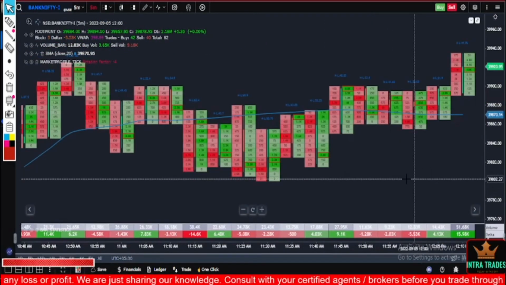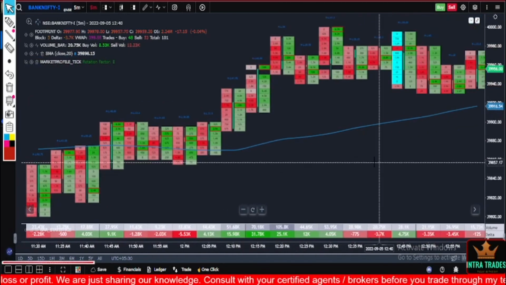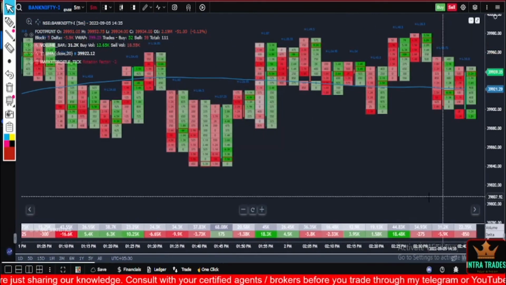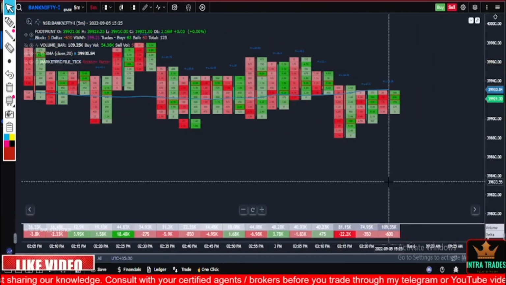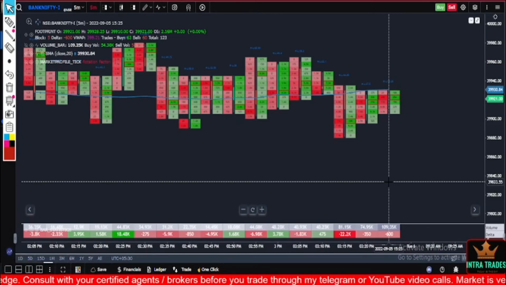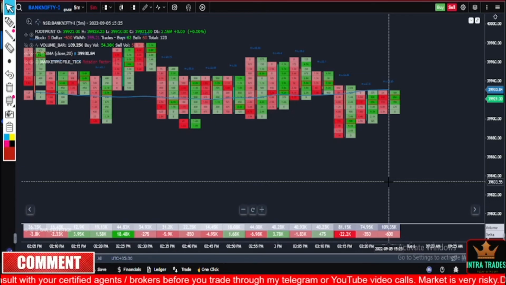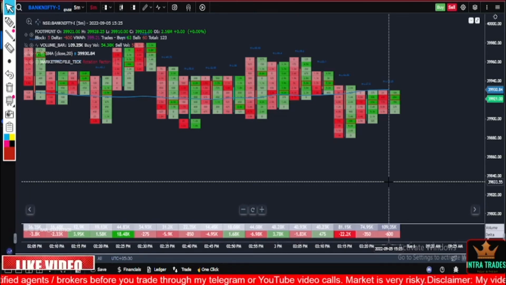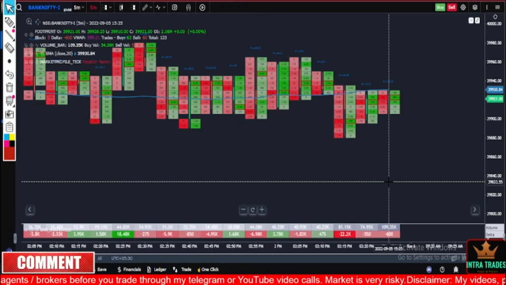Big players have not entered the market after that 12:30 p.m. So there were no entries in the remaining time of the market, and no entries taken by me. Finally I faced a negative of 23 points in Bank Nifty. I hope you understand how order flow analysis has given you the instruction not to take any trades. So this is how we have to use order flow analysis.